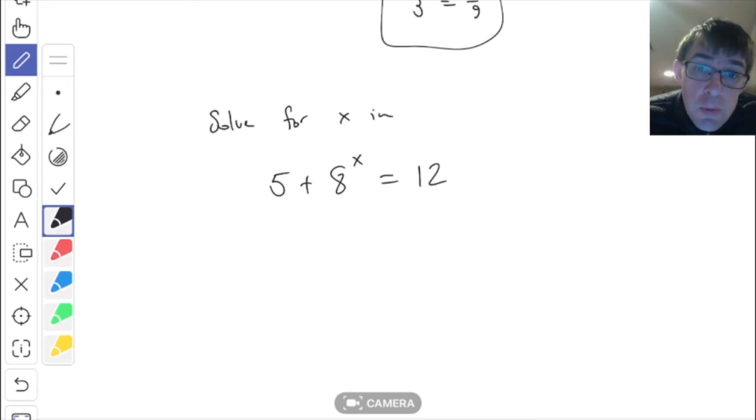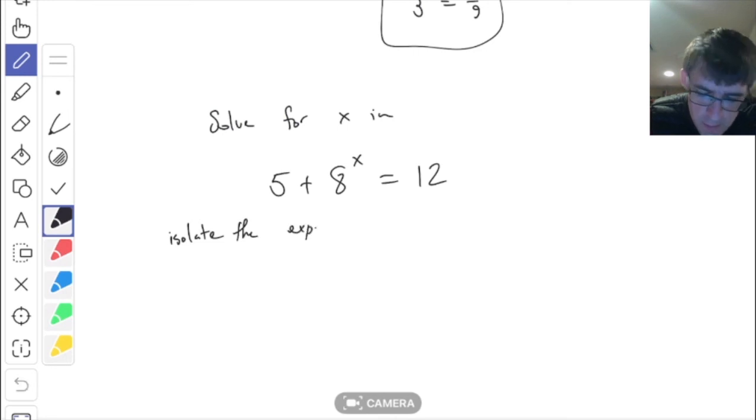But first, you must isolate the exponential part. So your first job is to isolate the exponential part, which in this problem is 8 to the power x. I want 8 to the power x on one side by itself. We should begin by subtracting the 5 to put it on the other side. So I get 8 to the x equals 7.